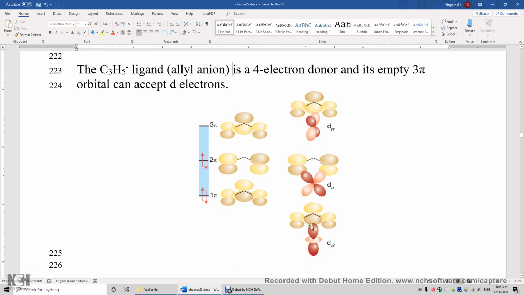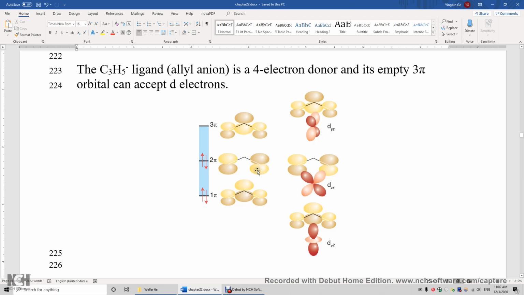And make sure the phases match with the d orbital. Let's say this is positive, and then this is also positive, positive, and positive. So all 3 carbon atoms have constructive interference with this dz squared orbital. The electrons flow from this 1 pi orbital to this empty dz squared orbital.